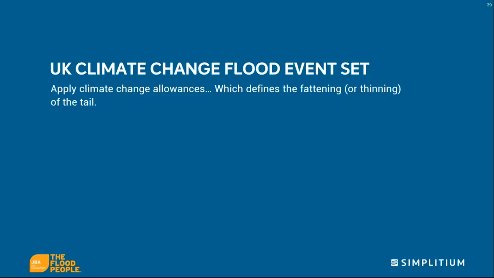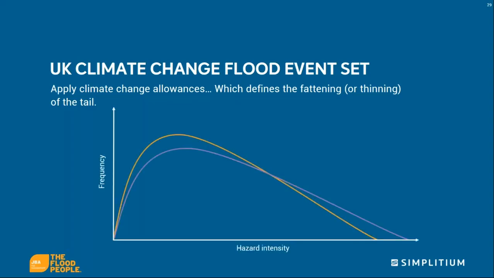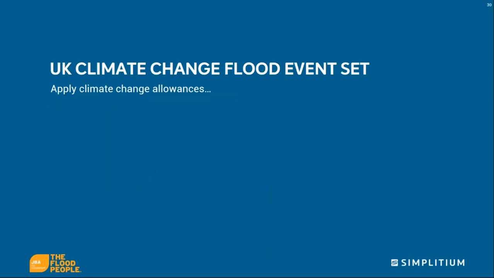So then we take the climate allowances, and to obtain the climate change adjusted return period for a given hazard intensity, we adjust the probability distribution fitted at each modelled location. The application of the allowance changes the peak intensity of the hazard, which essentially then fattens or thins the upper tail of the probability distribution, highlighted here, representing the impact of the climate change allowance on the probability of exceeding a given hazard intensity. Essentially, this has the biggest impact on the extremes, but can also affect the lower return periods. For example, an event with the same hazard intensity may become more frequent in the UK climate change flood model.